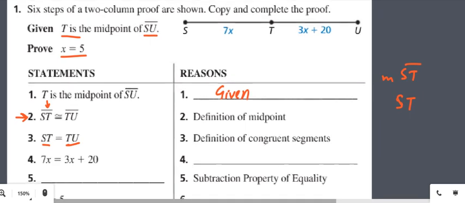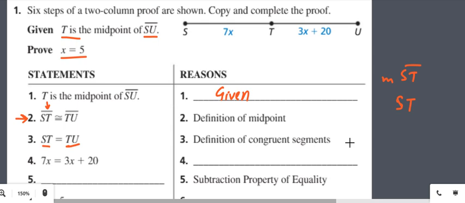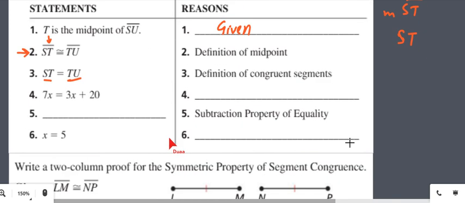Now, in the next step, we substituted the value of ST by 7x because it was given to us, and TU by 3x plus 20. Clear? So we used the substitution property of equality. Got it?